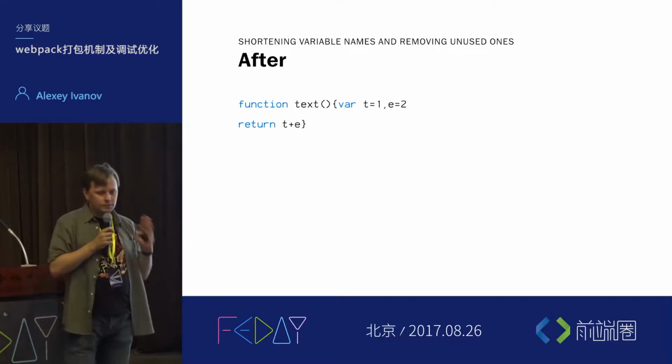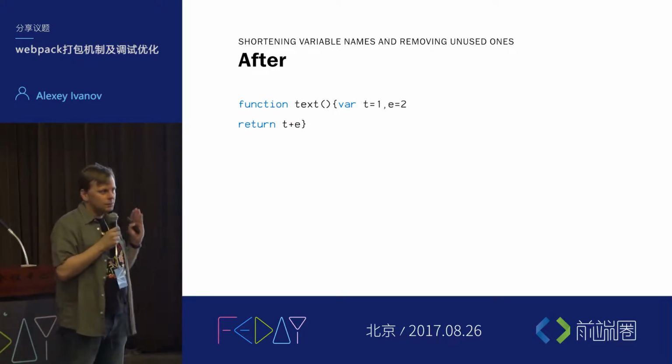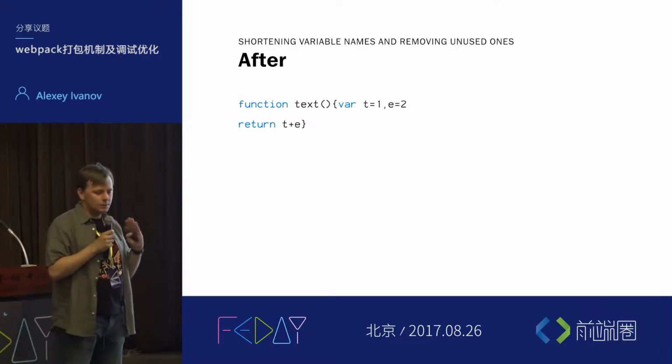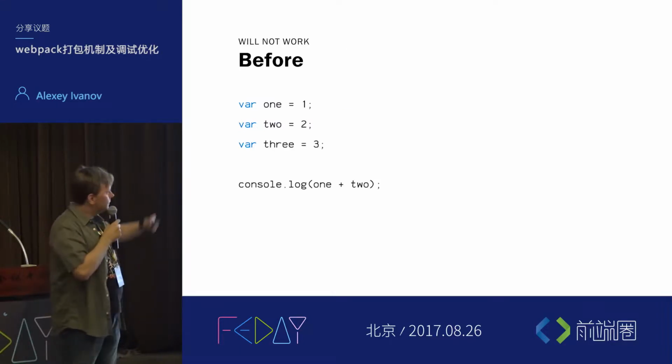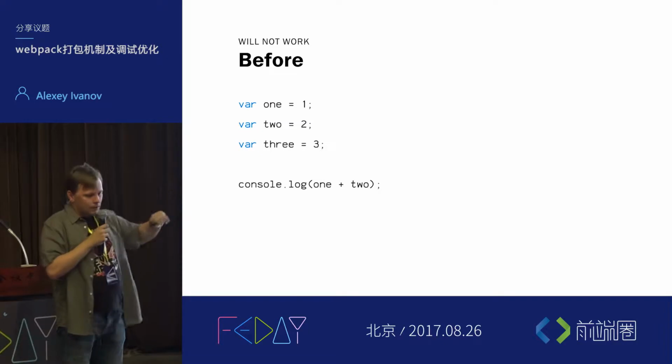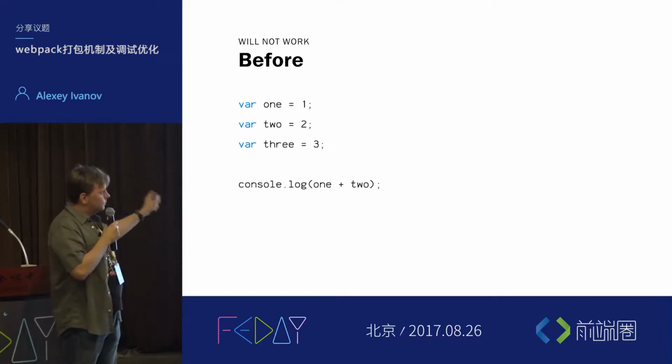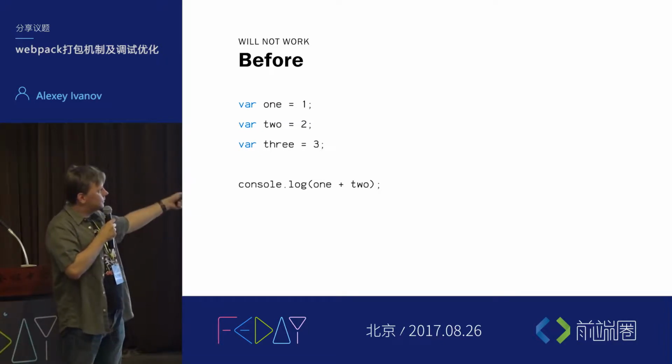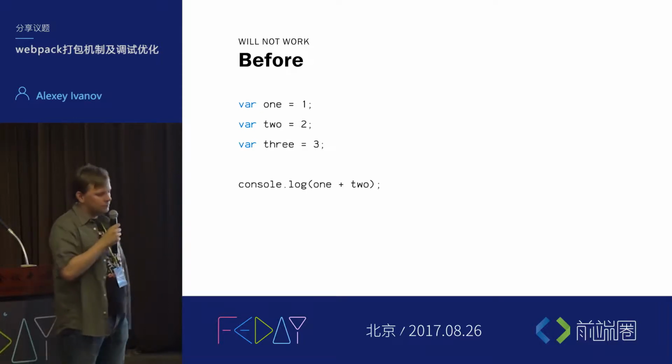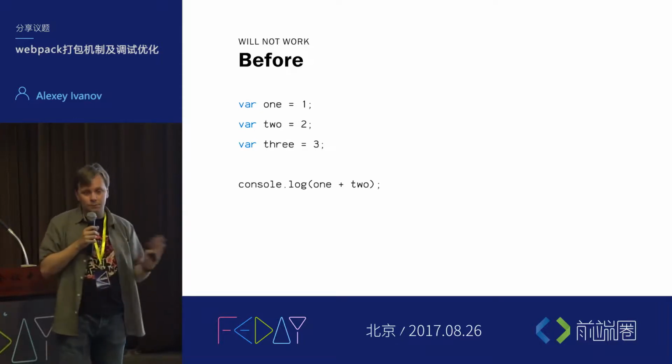Okay, but this will work only if we are sure that these variables are not accessible from the outside world. If we have this code in the root scope, it will not be removed. We have to leave the variable names as is, and we can't remove variables because they can be used from other files.